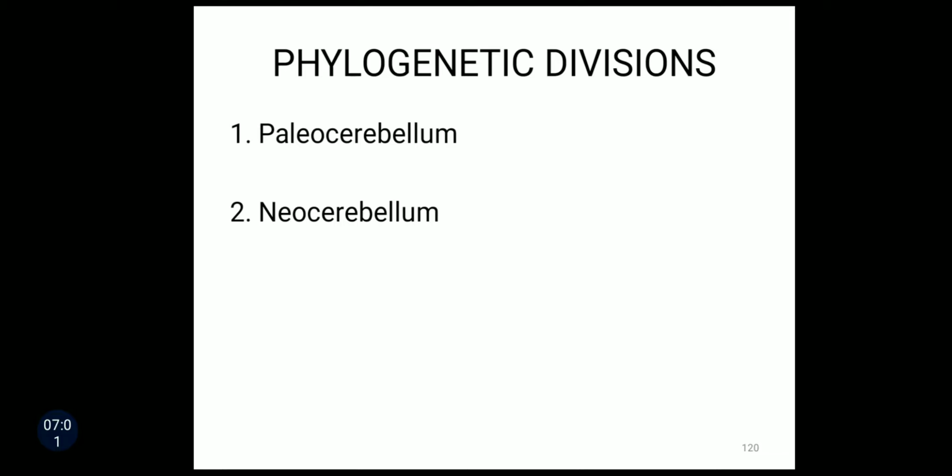The next one is phylogenetic division. Phylogenetic division means it is according to the development. According to phylogenetic division, there are two divisions: paleocerebellum and neocerebellum. Paleocerebellum is the oldest part of cerebellum, which developed very early. And neocerebellum, as the name itself indicates, is phylogenetically a newer portion. It is a newly developed portion of cerebellum.